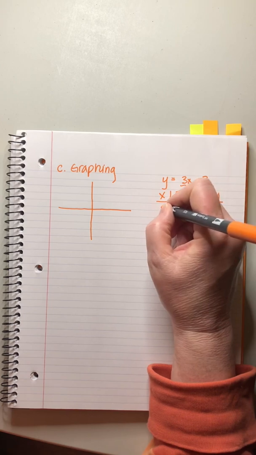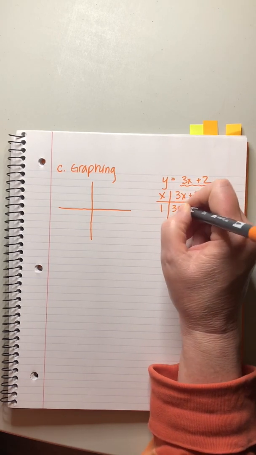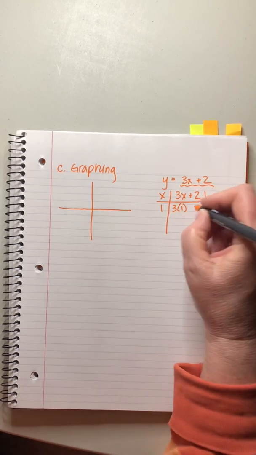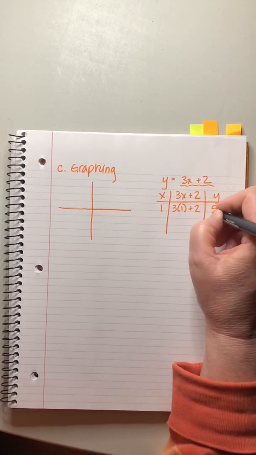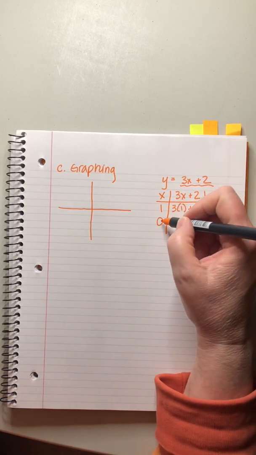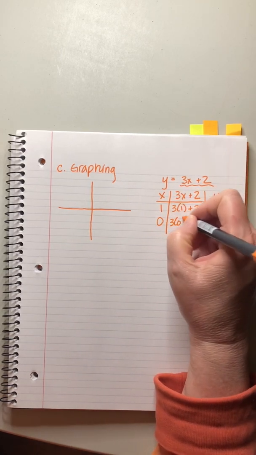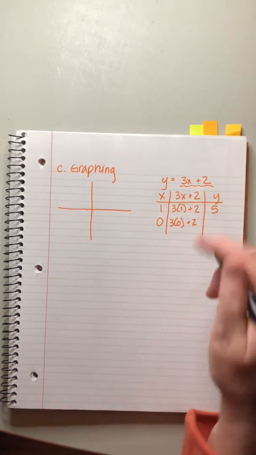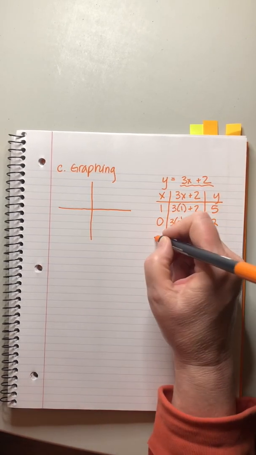So for example, let's choose 1, and then we plug the 1 in, right, to this expression. We chose 1, so let's plug that in. That would be 5, right? Let's choose 0, because 0 is always fun. And that would be 3 times 0 plus 2. Ooh, 3 times 0 is 0. So 0 plus 2 is just 2. And then let's choose -1.